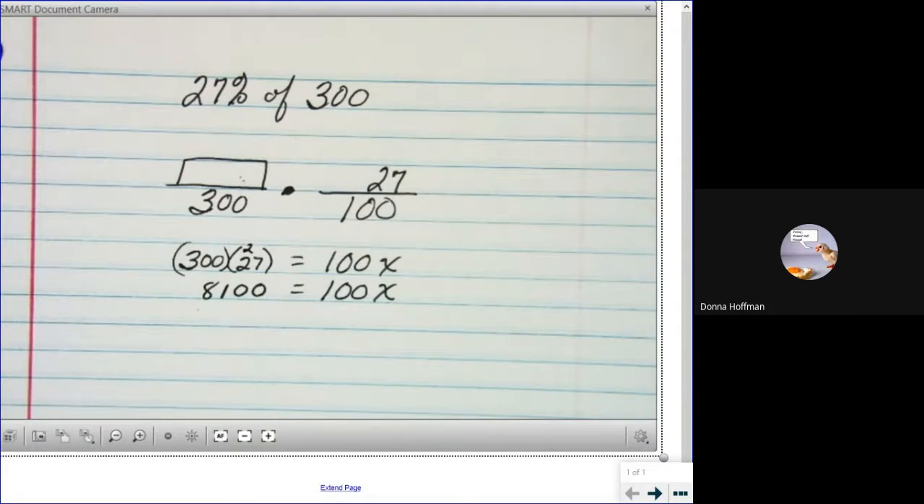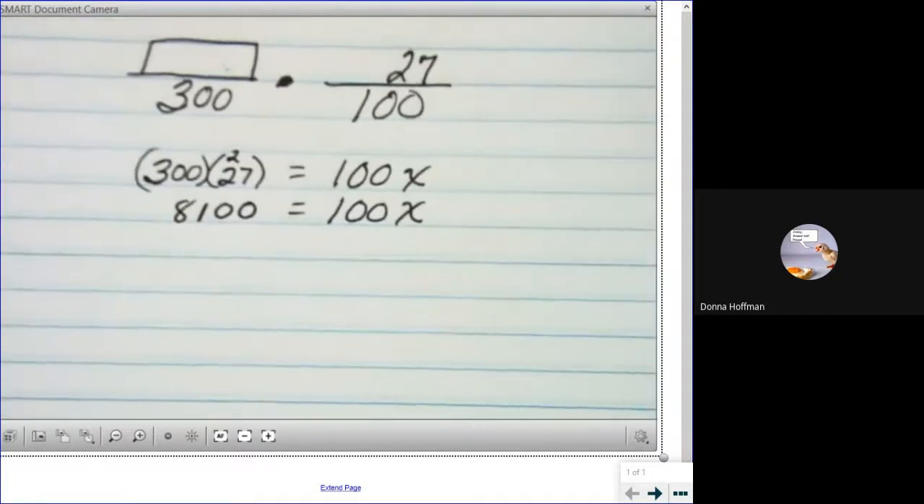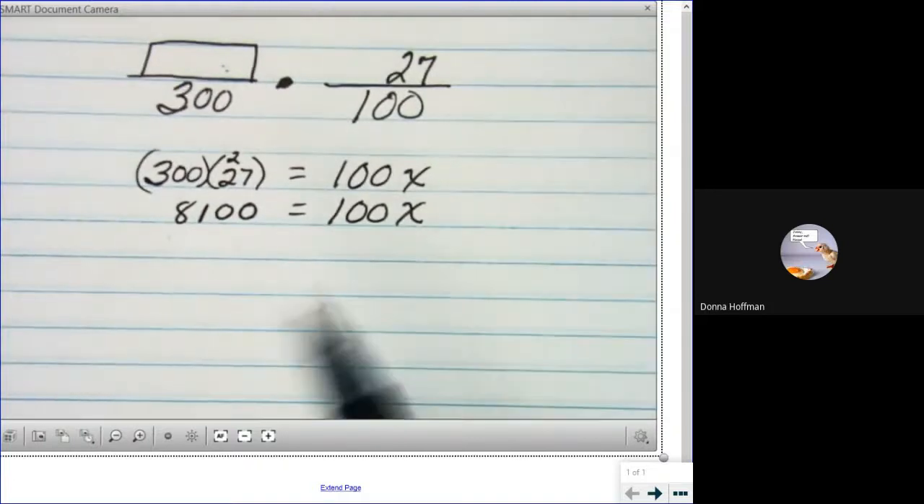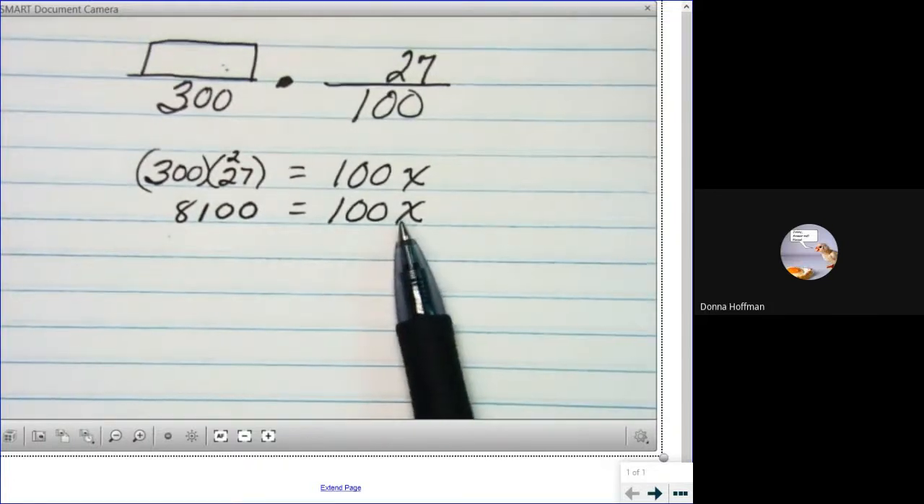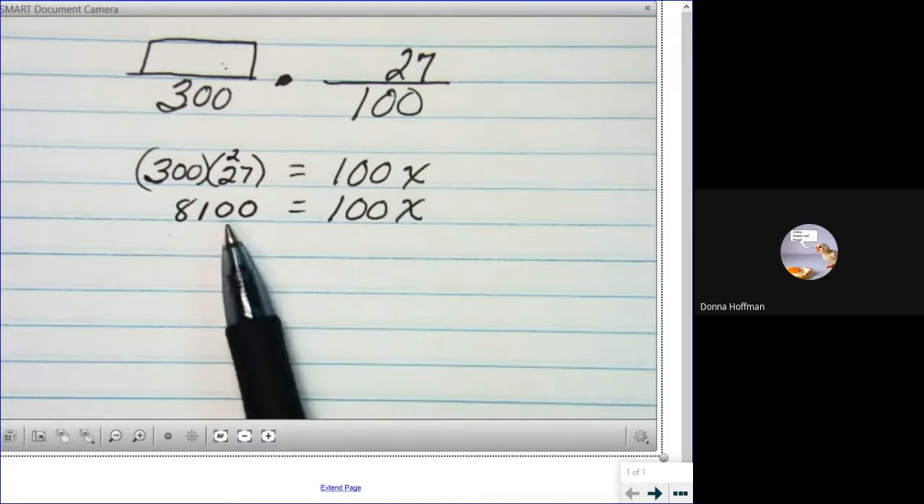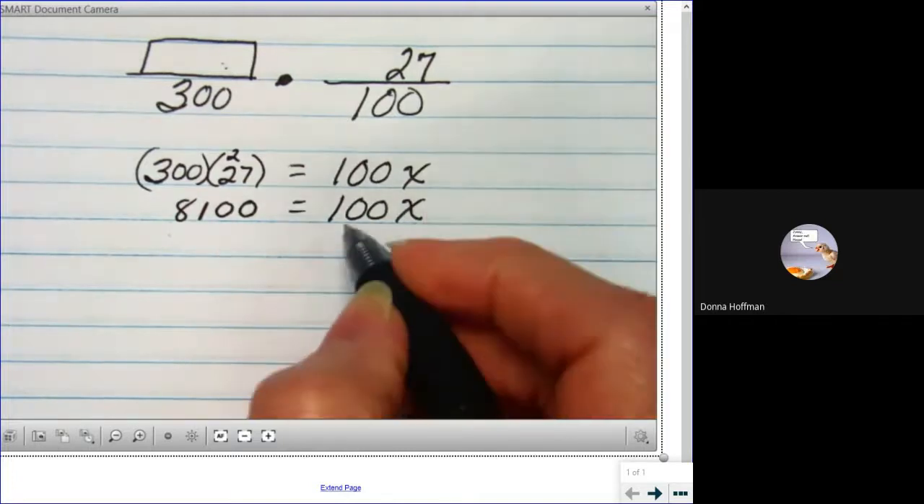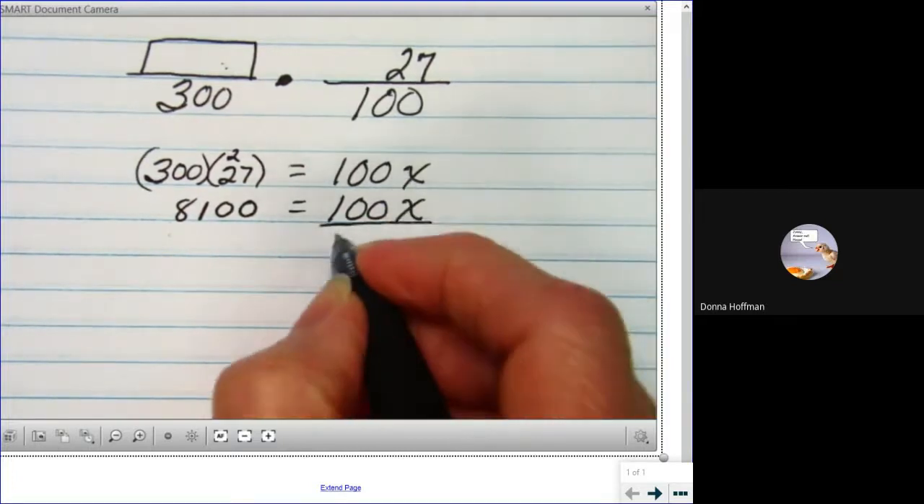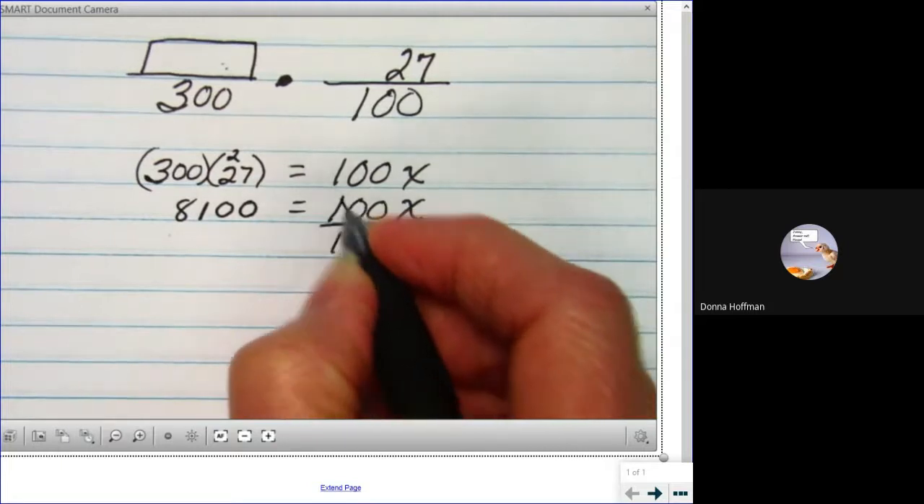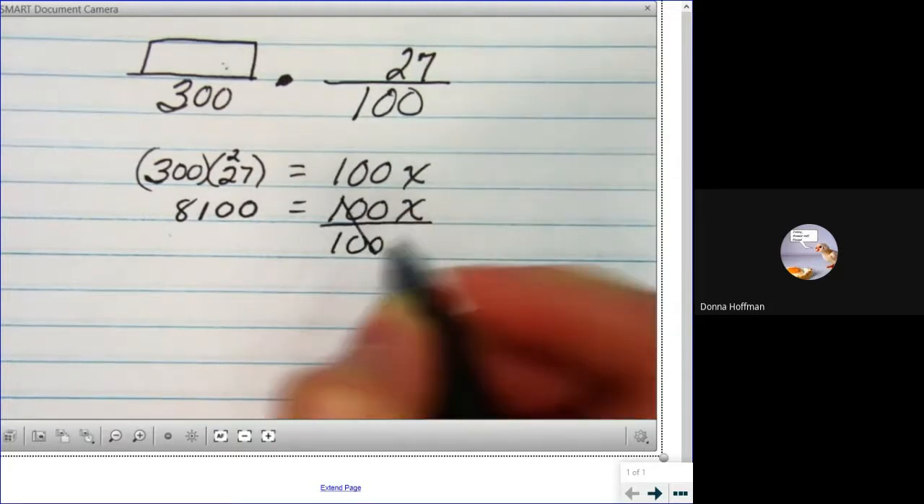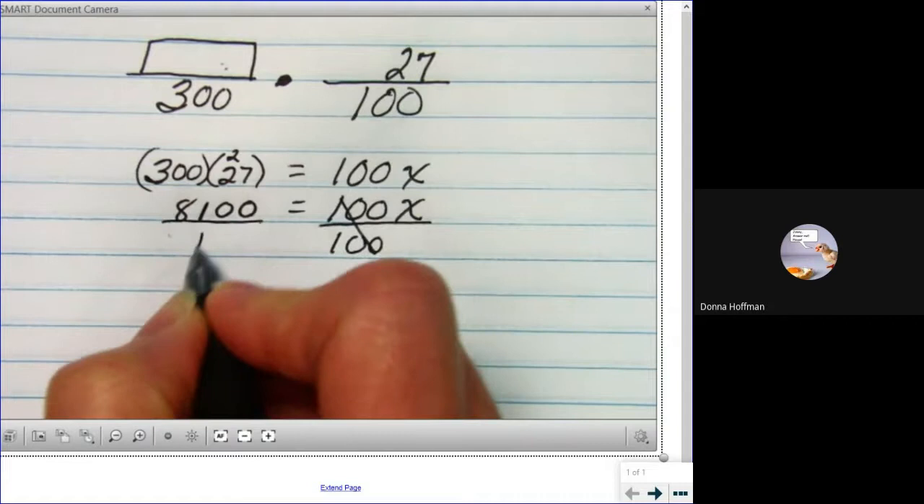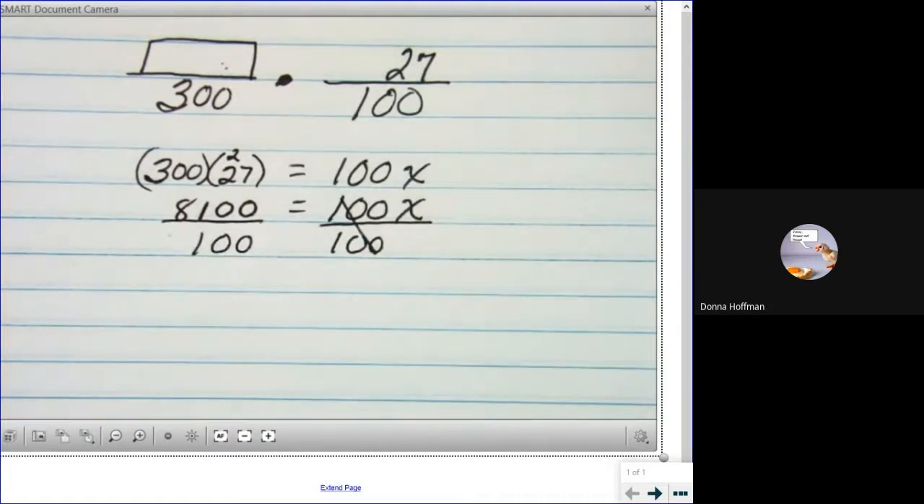So now I'm still trying to isolate my x to get it by itself. And what I have to do now is division, because this is 100 times some number, right? To give me 8100. So I just undo it through division, and that will cancel that out and make it go away. Then when I put 100 over here, my favorite part comes in. What's my favorite part? 0, 0 gone.